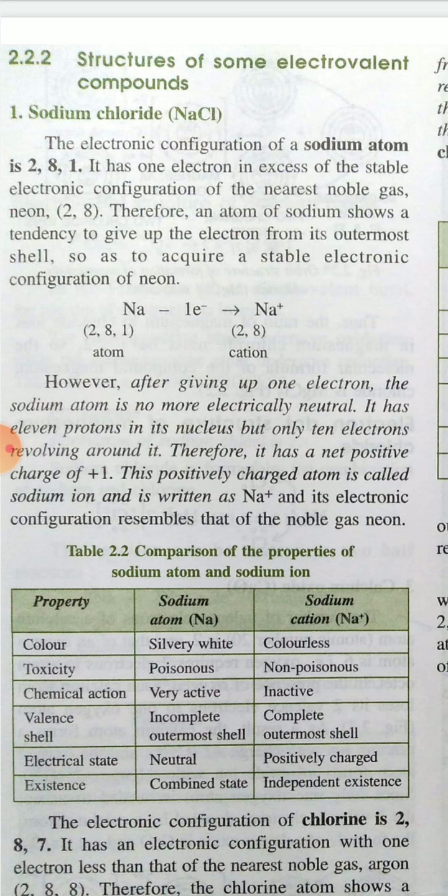We know the electronic configuration of sodium is 2,8,1 because the atomic number is 11. That's why the sodium atom is not stable. But after losing one electron, it becomes Na+, the positively charged sodium ion, which has electronic configuration 2,8, that is, a valence shell octet filled. In the sodium atom, there is one electron in the valence shell, so it is not stable. Sodium easily releases one electron to form the Na+ ion.